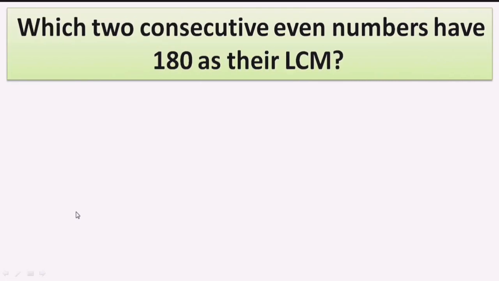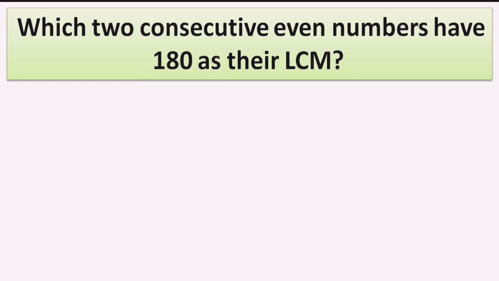So boys and girls, here is the most awaited question of your exercise 14. The question says, which two consecutive even numbers have 180 as their LCM? Okay, so the question has two main parts: consecutive even numbers, and another part, what? They must have 180 as their LCM.